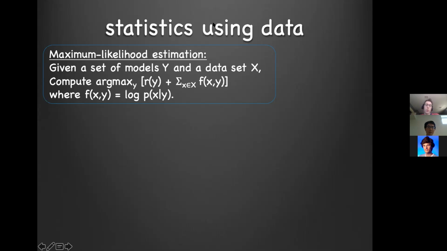And it's often convenient to work with the log. So if you take the log of the probabilities, we'll call that f of x,y, the log of the probability of seeing x given model y. The sum of those is like the log of the total probability of the data set. And then this term r of y, you can think of as a prior over your models, or as a regularizer, some term that says that maybe, before we've even seen any data, we prefer simpler models, or something like that causes us to prefer some models over others even before we've seen any data. Okay, so this is a very, very general problem that we might like to solve.